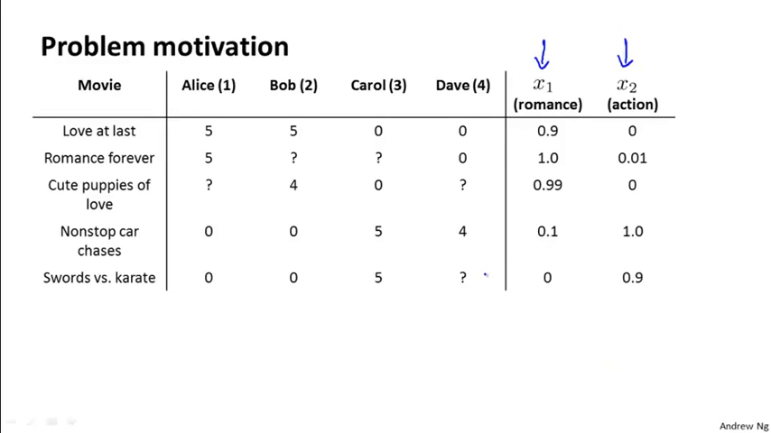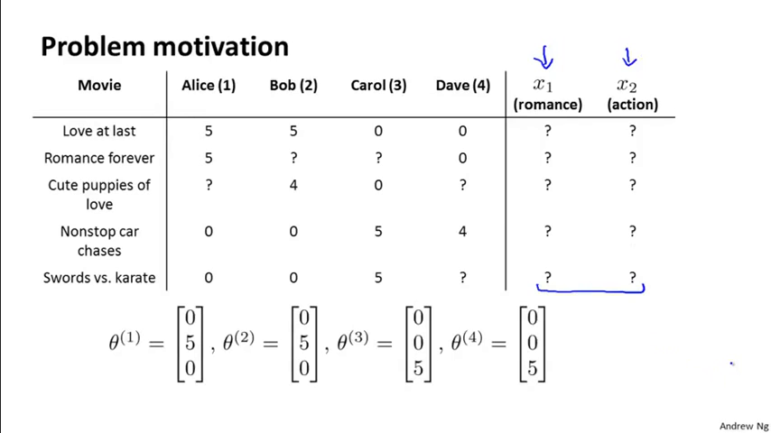So let's change the problem a bit and suppose that we have a data set where we do not know the values of these features. So we're given a data set of movies and of how the users rated them, but we have no idea how romantic each movie is, and we have no idea how action-packed each movie is. So I've replaced all of these things with question marks. But now let's make a slightly different assumption. Let's say that we've gone to each of our users, and each of our users has told us how much they like romantic movies and how much they like action-packed movies.